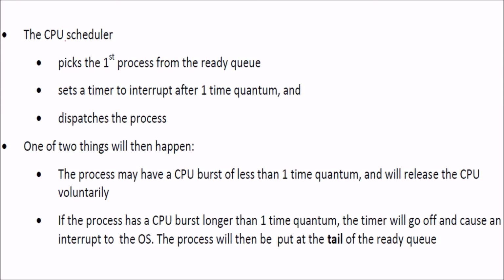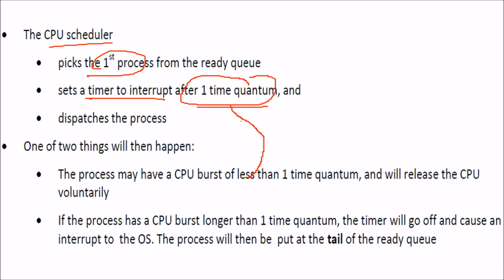Now what the CPU scheduler does is select the first process from the ready queue, set a timer to interrupt after one time quantum, and then dispatch the process. So what can happen? The process may have a burst time which is less than one time quantum, so it will release voluntarily. But if the process has a CPU burst which is longer than one quantum, then the timer will go off and cause an interrupt to the operating system. Then this process will be put at the tail of the ready queue, and another will be taken.